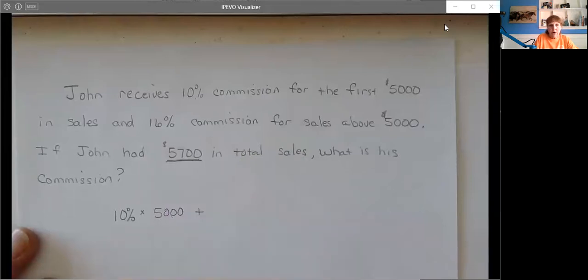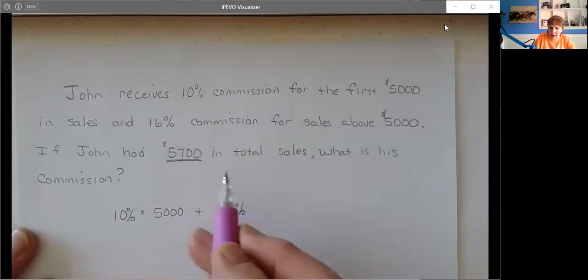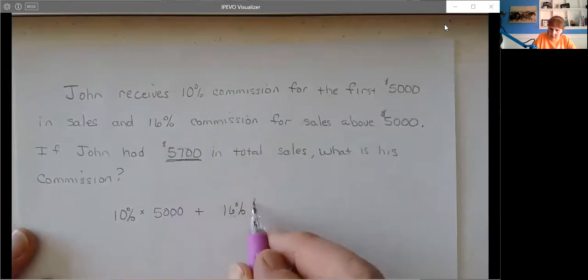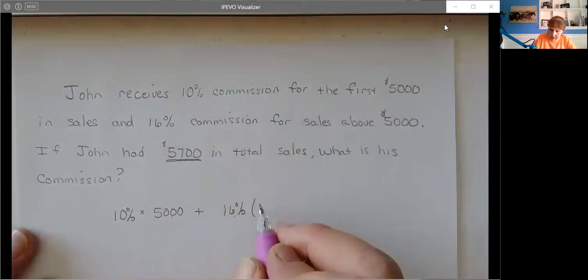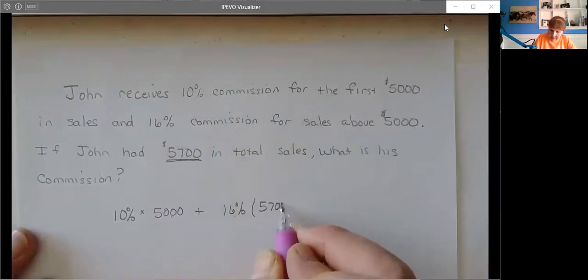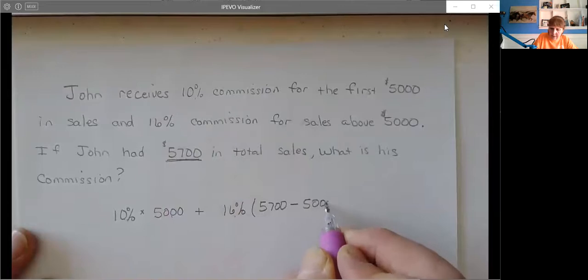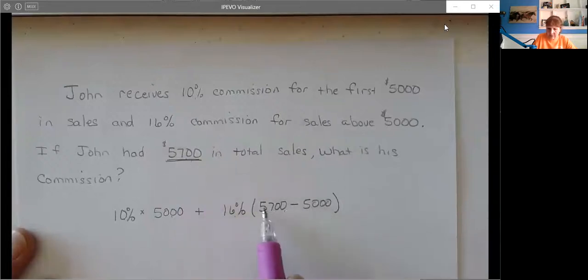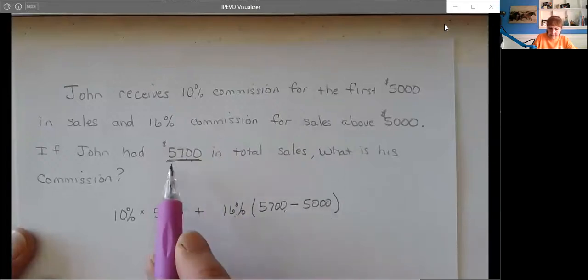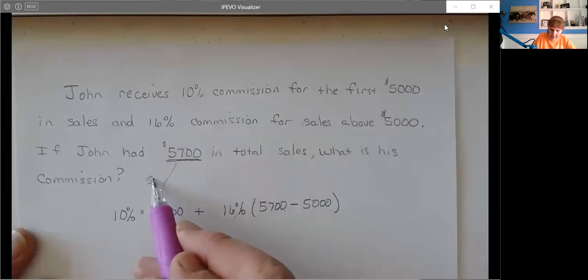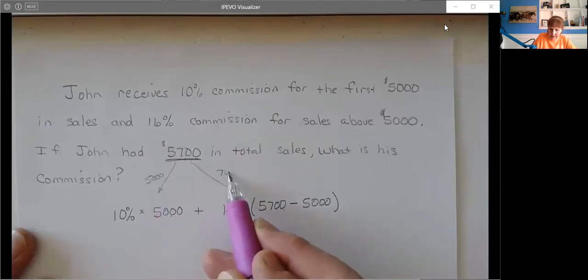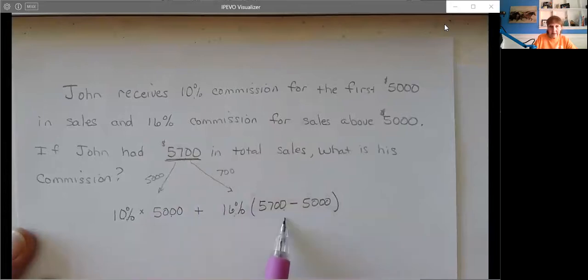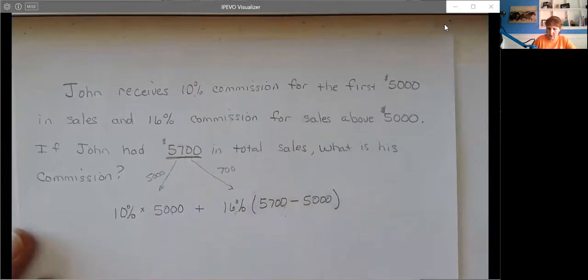Plus, all right, the 16%, he'll get this much on anything over 5,000. Well, to find out how much over 5,000, you take his pay and you subtract 5,000. And there's a reason why I'm doing that. Some of you are thinking, well, it's pretty obvious that he's 700 over 5,000. It's $700 that he's going to make this much. So the 5,000 is here and the 700 is here. But there's a reason why I'm writing like this, and that has to do with the last two problems on the homework.